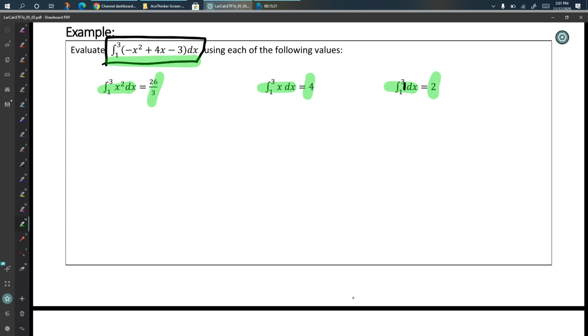So I'm going to use properties of integrals to tear this thing apart at the addition and subtraction. I'm going to use properties of integrals to remove coefficients and rewrite that one definite integral as 3 definite integrals.